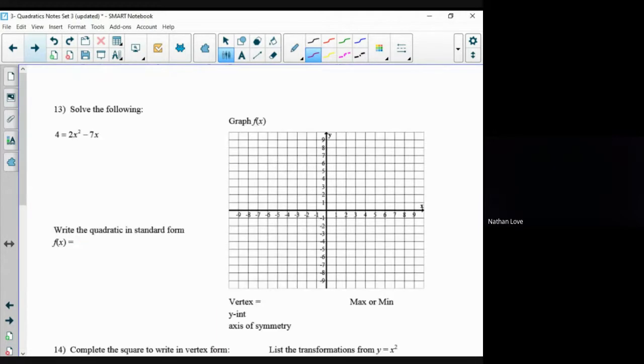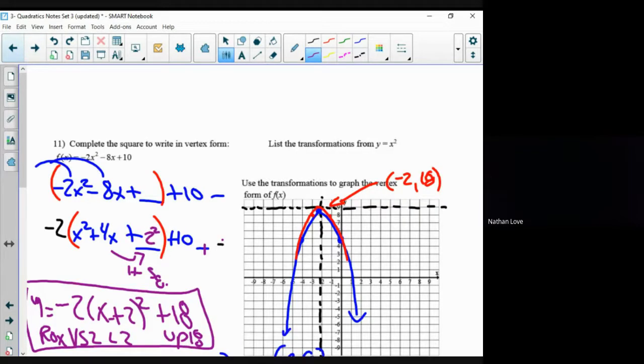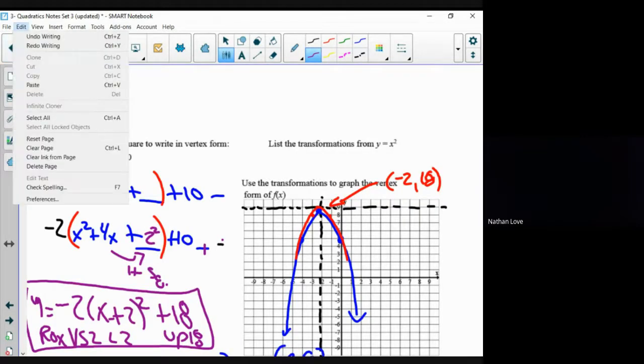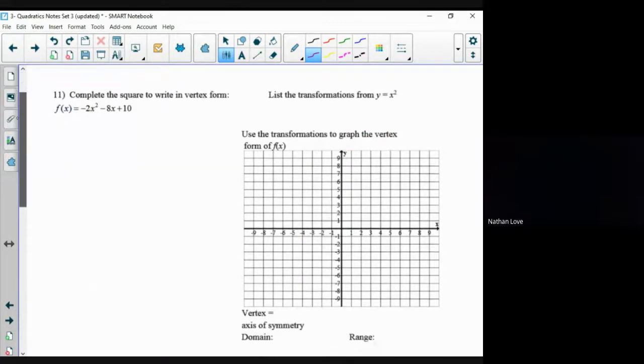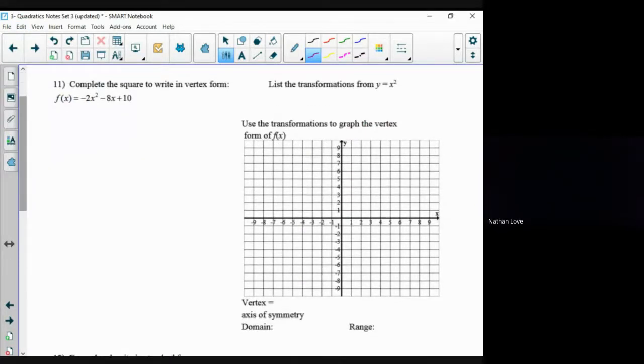All right, what number are we on? 13? 11? Hey, you guys are way back. Number 11. So let's complete the square. We did practicing this, right? We did 2 of them this morning. Now this one's a little bit more difficult.